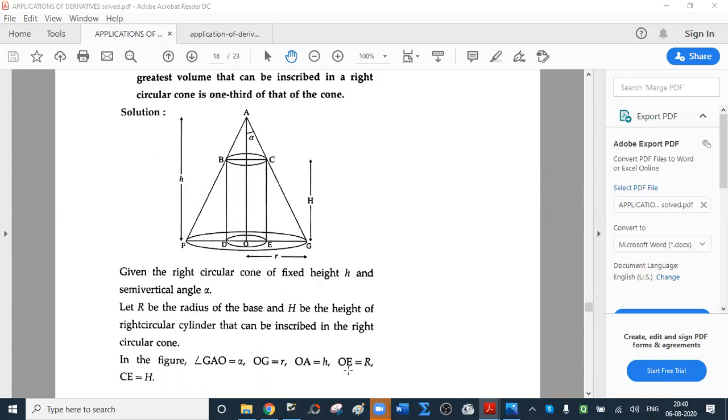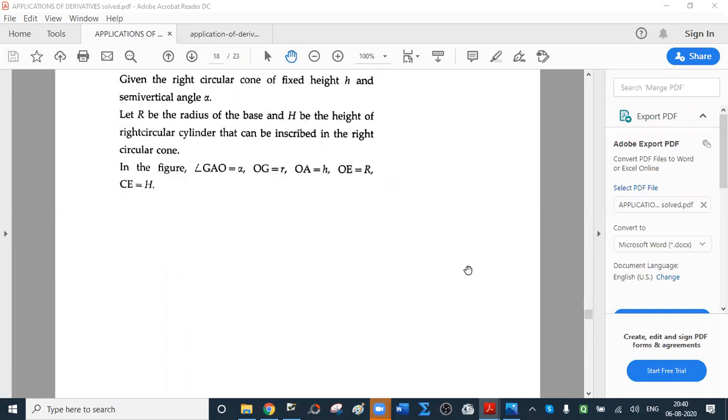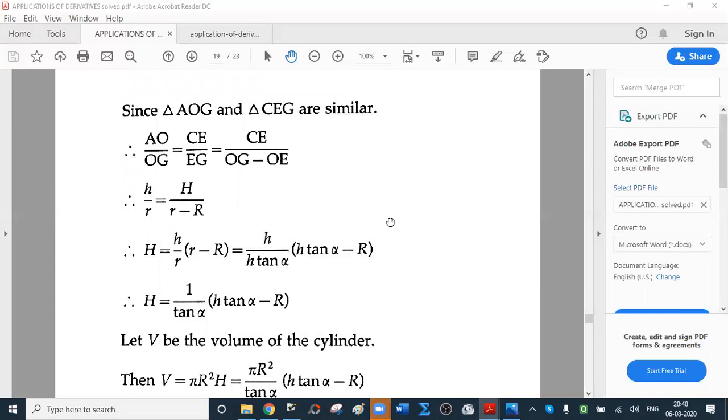OE equal to R. What is OE? It is the base radius of that cylinder. And CE, the height of the cylinder, is nothing but H. Now, what next? Now these two triangles AOG and CEG are similar. So AO upon OG equal to CE upon EG. So H upon R is nothing but capital H upon R minus R. You can see the diagram once again. See what is written? AOG and CEG.